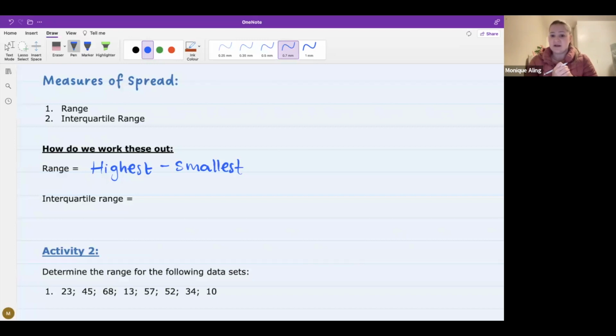IQR. Nice, Oleka. Yes, yes. Okay, they're all flying in now and you all have gotten it right. Quartile 3 minus quartile 1. Our highest quartile minus our lowest quartile. So it's still like the range. We're taking our highest number minus the smallest number.